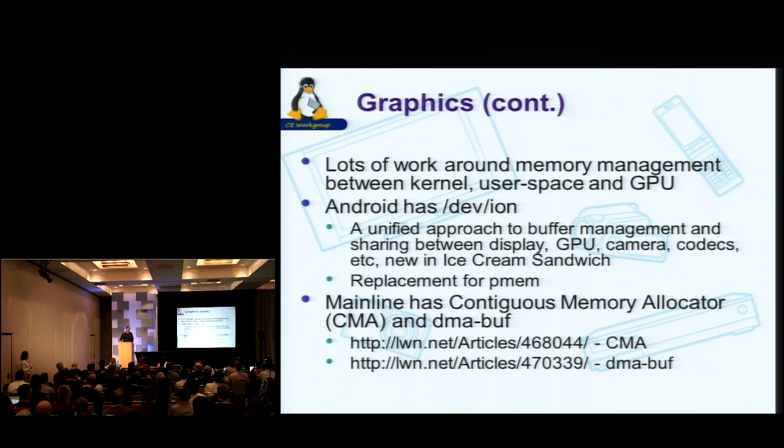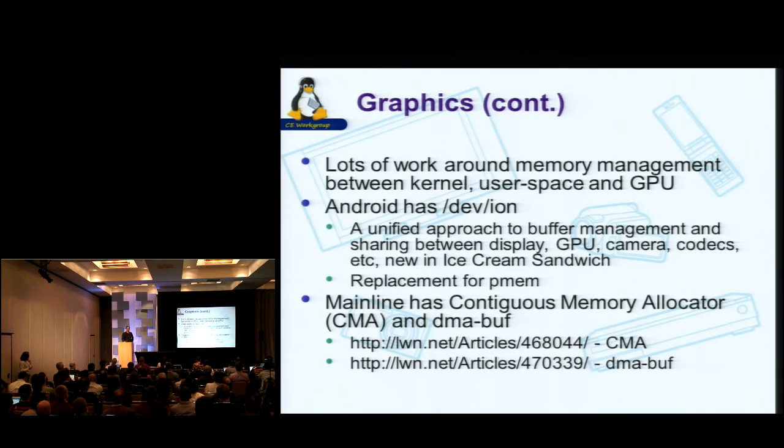But recently, there's been a lot of work around memory management between the kernel, user space, and the GPU. So Android now, in Ice Cream Sandwich, has this thing called DevIon. And it's a unified approach to buffer management. And it's kind of the replacement for PMEM. Mainline has something called CMA, the Contiguous Memory Allocator, and DMA Buff. And other than the names of them, and that they have something to do with memory management, I don't know anything about these. But I've heard a lot of people talk about them, so they must be pretty cool.